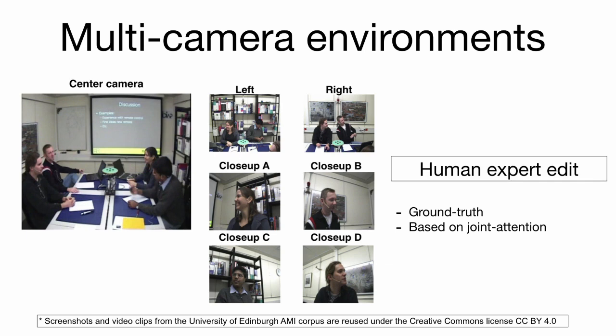We first asked an expert film editor to provide an edit of 3 meetings based on the definition of joint attention, to select the camera that shows the most salient viewpoint in the room. We use this expert edit as the ground truth to compare against. Here's an example output of the human expert edit.